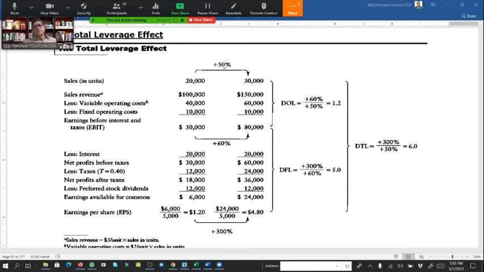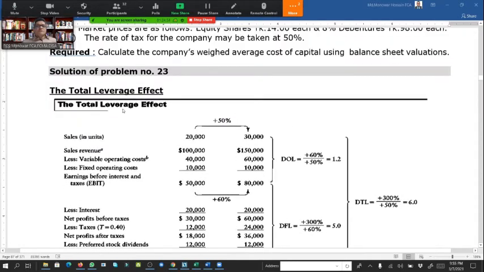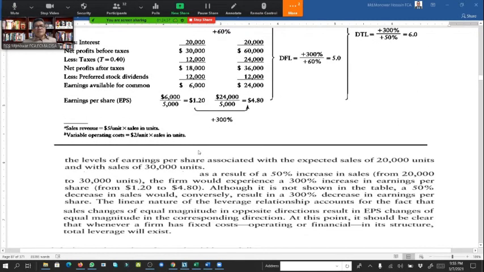So by increasing 50% sale, EPS increases 300%. So here 300% divided by 50% comes to 6. So degree of total leverage is 6. So here if we multiply both, DOL multiplied by DFL, that 1.2 multiplied by 5, that also would be the answer 6. So it is the total leverage effect.